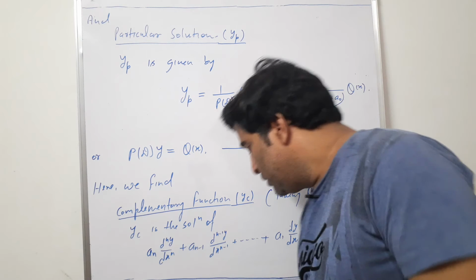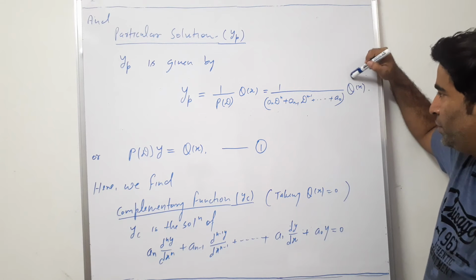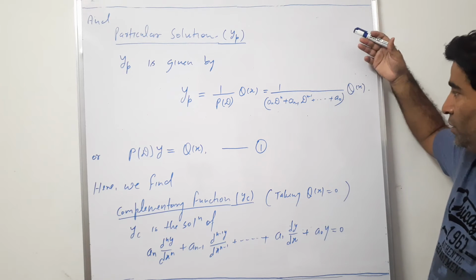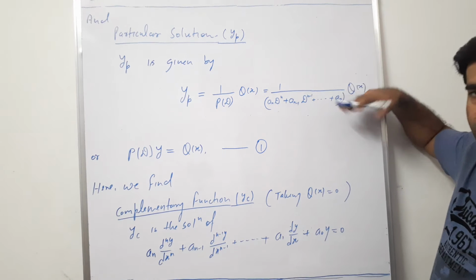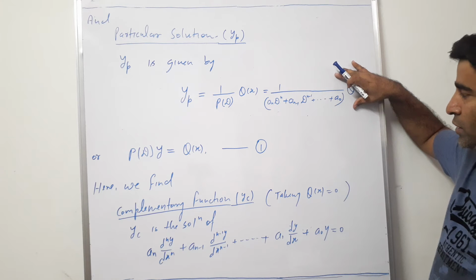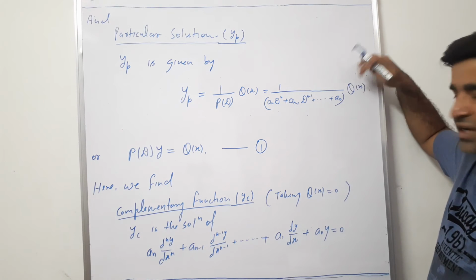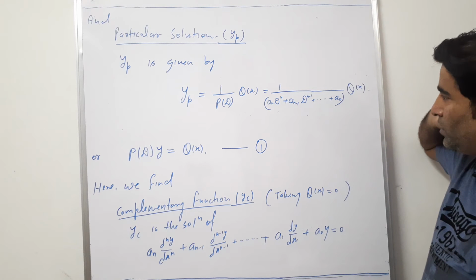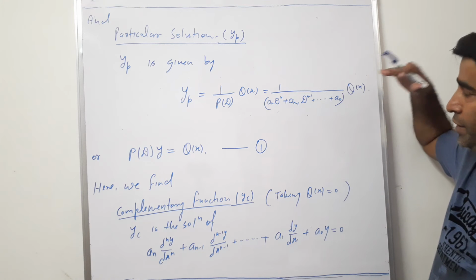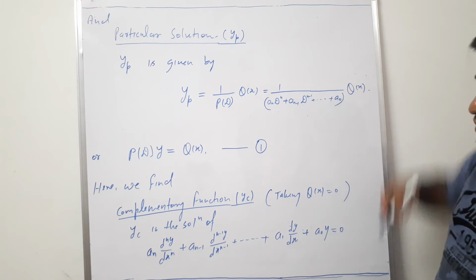Here the particular solution depends on the type of Q(x). Suppose Q(x) is a polynomial function, then we have a special method to find the particular solution. And if Q(x) is of exponential form, e to the power ax, or sin x, cos x, or log, then we have different cases to find the particular integral for the given non-homogeneous differential equation.